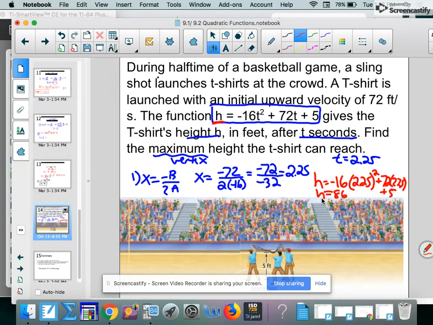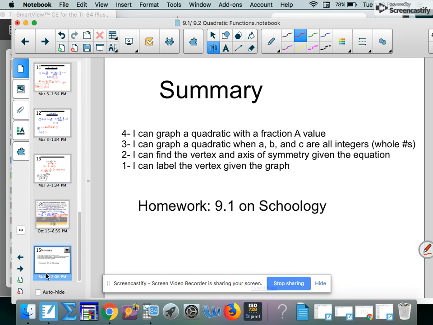So my whole vertex is 2.25, 86, but how would I answer this question if all they're asking is what is the max height? The height in this case is y, so my answer is just 86. You do have one like that in Schoology. My answer is 86.